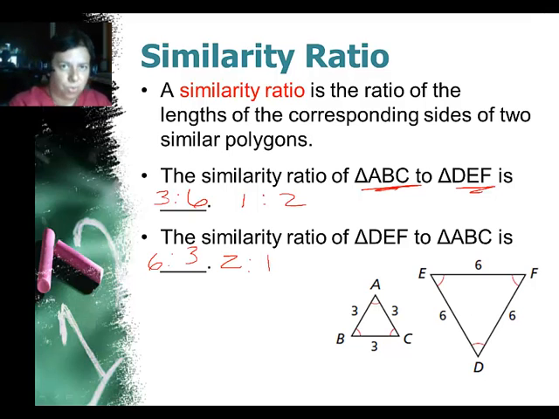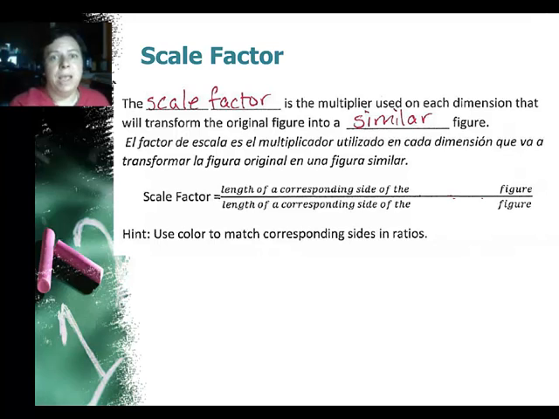Remember, in ratios, order absolutely matters. And that's why it's important to label and use color when possible. The scale factor is something you will see a lot of, not only because it's used for the similar polygons in this area, but it's also used for dilations, same idea, in the coordinate plane.